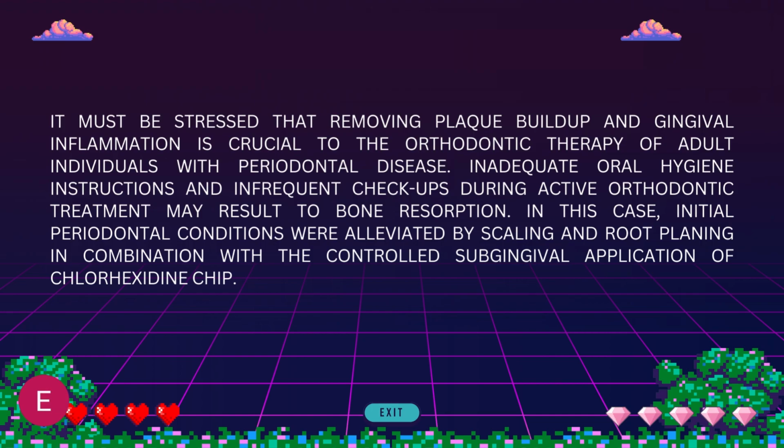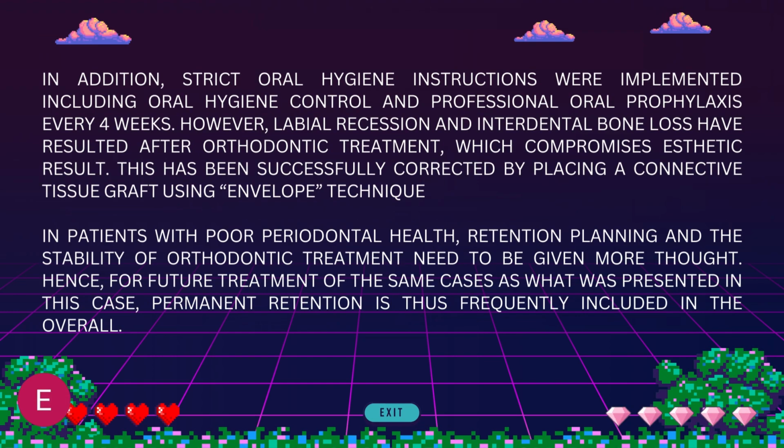In this case, initial periodontal conditions were alleviated by scaling and root planing, in combination with a controlled subgingival application of chlorhexidine chip. In addition, strict oral hygiene instructions were implemented including oral hygiene control and professional oral prophylaxis every 4 weeks. However, labial recession and interdental bone loss have resulted after orthodontic treatment, which compromises aesthetic result. This has been successfully corrected by placing a connective tissue graft using the envelope technique.